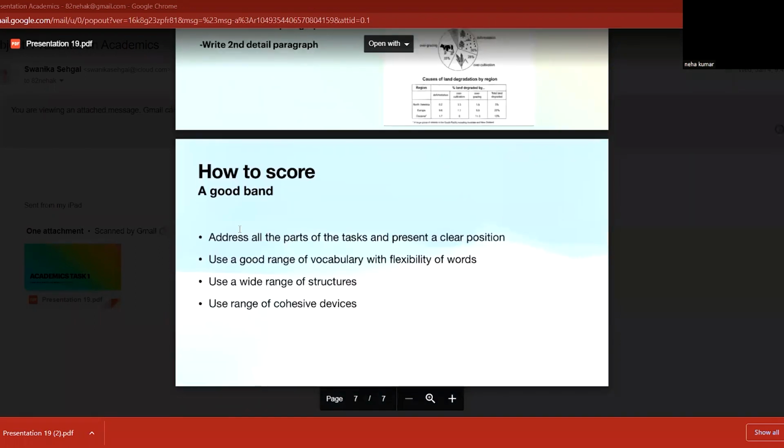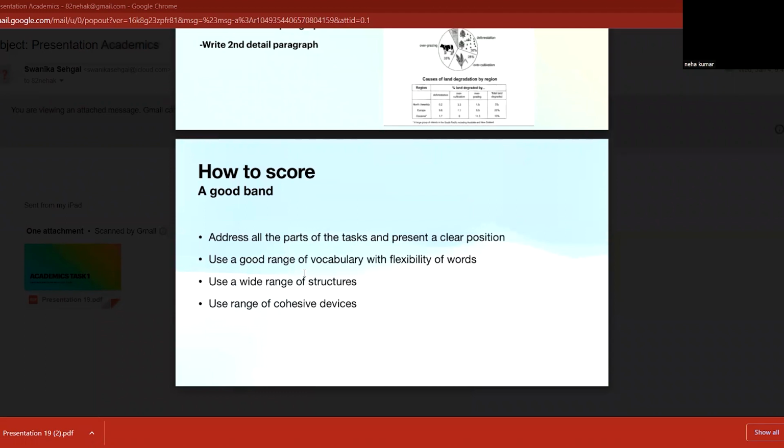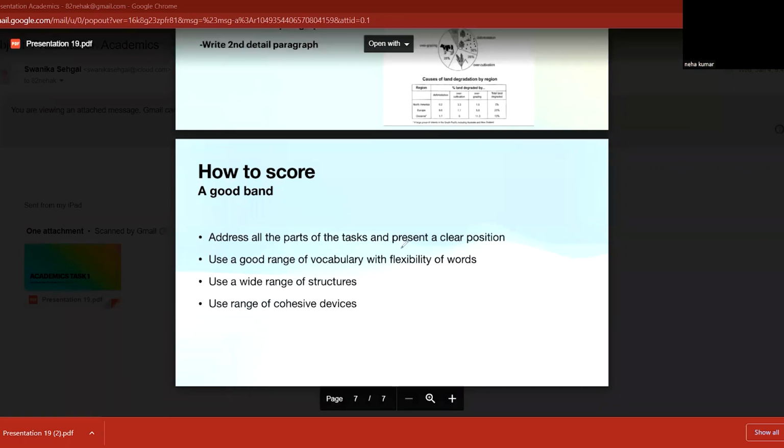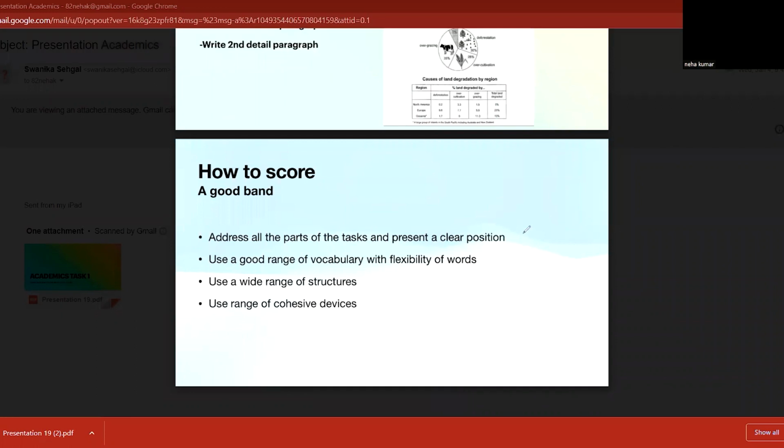Now the question is how to score a good band. The very important thing that you will keep in your mind is that you have to address all the parts of the task and you need to present a very clear position. All the parts of the task means that it should have an introduction, it must have an overview, and in the body paragraphs, the main features should be highlighted very well. Use words with flexibility. Use different vocabulary for each word, because here we get the vocabulary score.